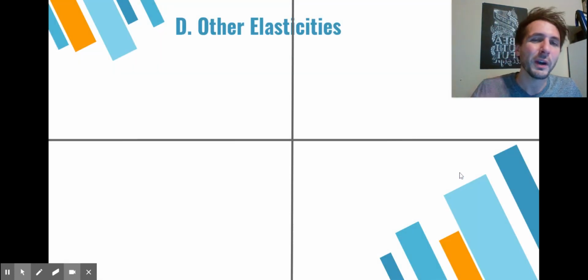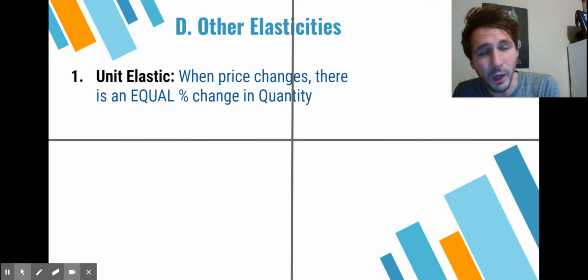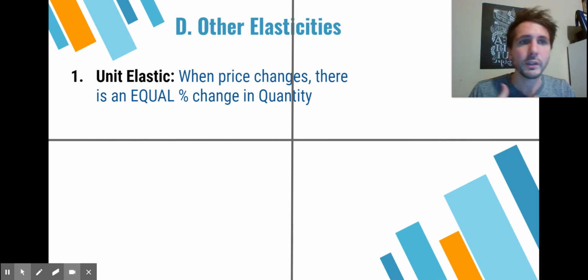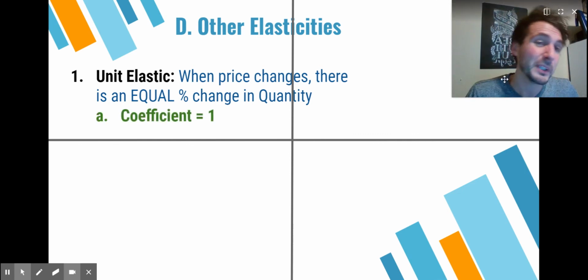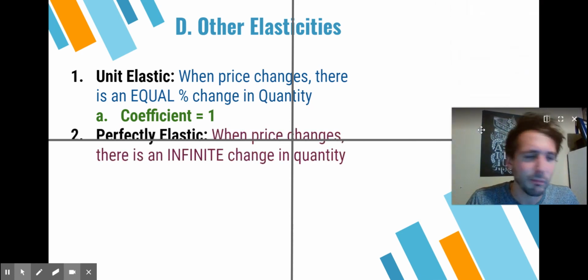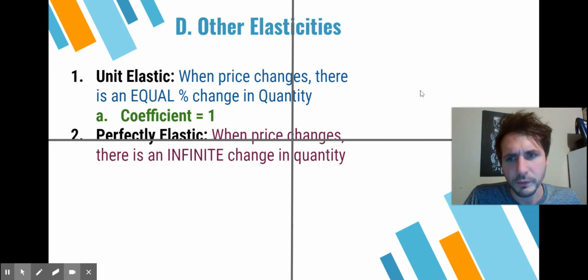All right. There are other types of elasticity. We'll go through these quickly. Unit elastic means that the percent change in quantity results in the same percent change in price, right? In other words, they're exactly the same. So the coefficient is going to be 1 because the percent change in quantity would be 10%, and the percent change in price would be 10%. And we call that unit elastic. It's a perfect 45-degree curve.